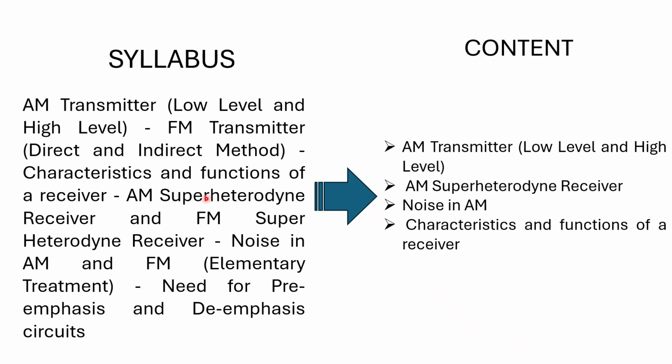So here is your syllabus for this particular unit. AM transmitter, that is, we will see the low level and high level. Then FM transmitter, direct and indirect method, characteristics and functions of a receiver, AM superheterodyne receiver and FM superheterodyne receiver, noise in AM and FM, elementary treatment, need for pre-emphasis and de-emphasis, right? So in this session we are going to consider these topics. The remaining we will cover in another session, right?